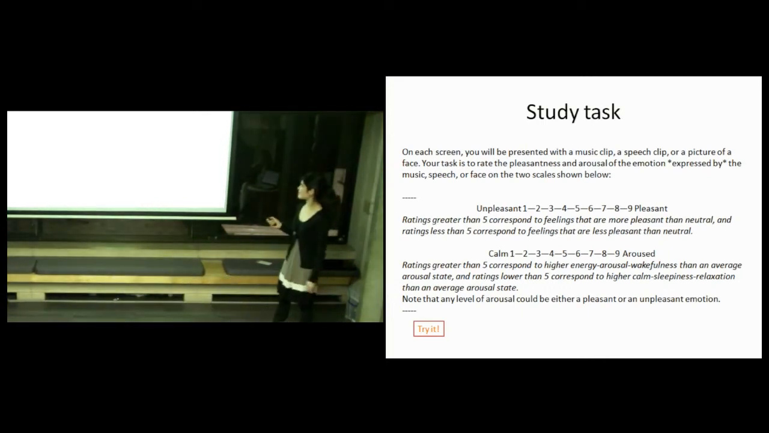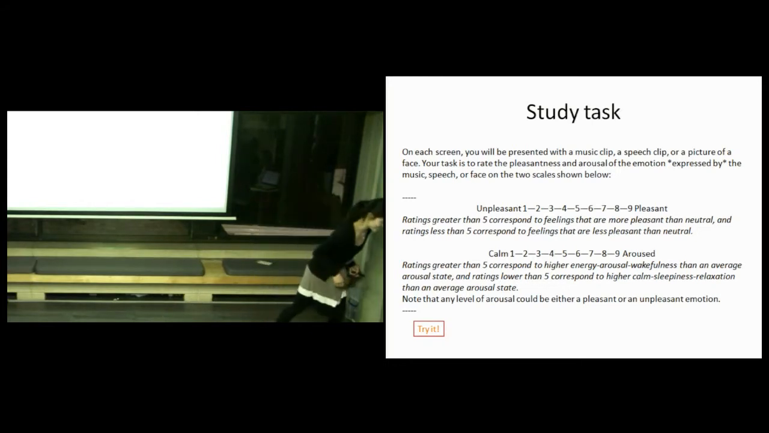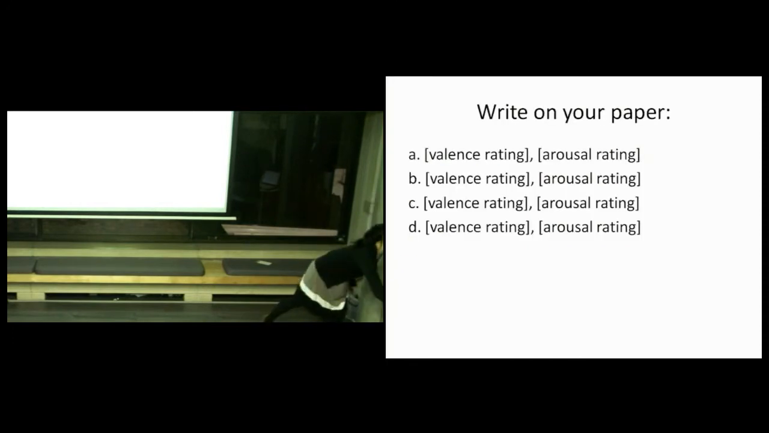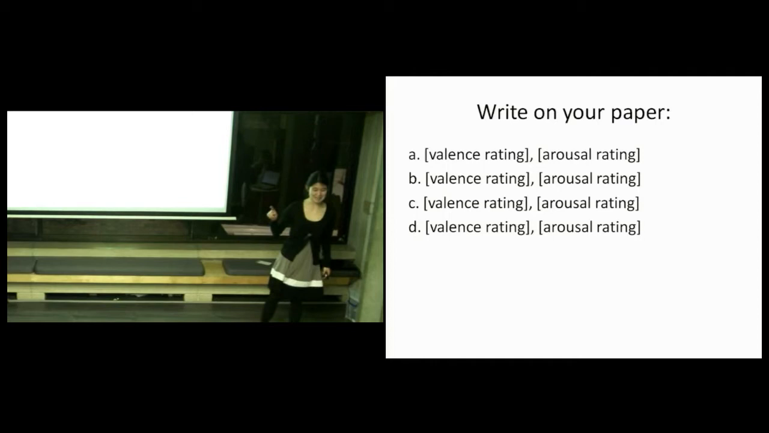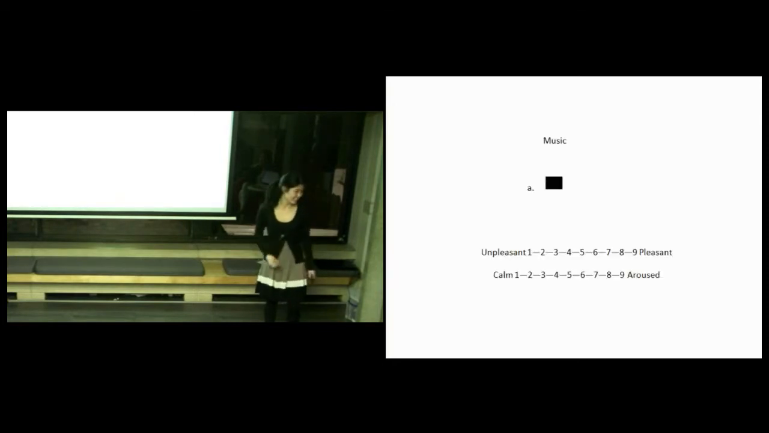You're going to rate those on a 9-point scale, with 1 being most unpleasant and 9 being most pleasant, and for arousal, 1 being calm and 9 being most exciting, aroused. You should know that any level of arousal could be either pleasant or unpleasant. All right, so let's try. The format on your page is that you just write down A, B, C, and D, and then you have two numbers: one is your valence rating, and the other is your arousal rating.